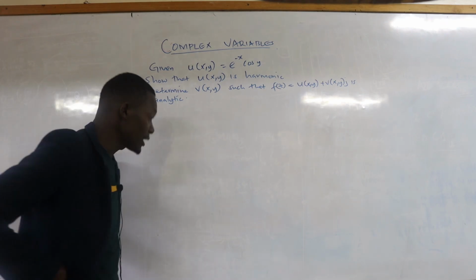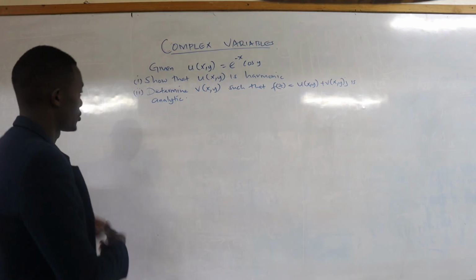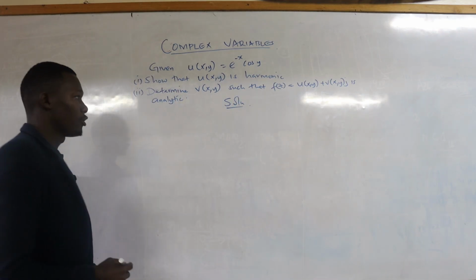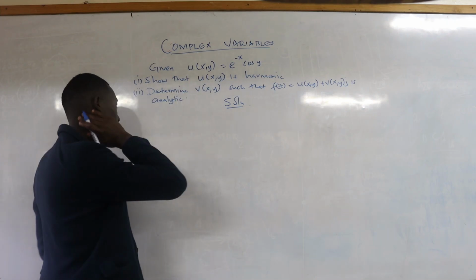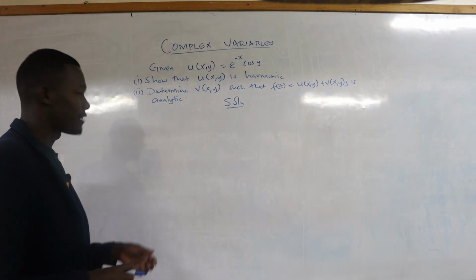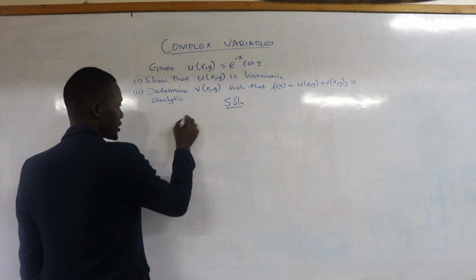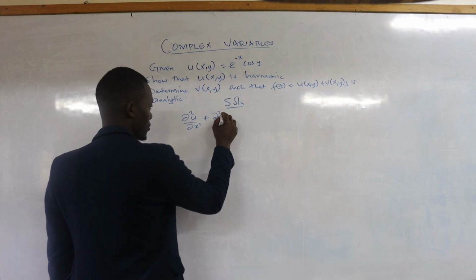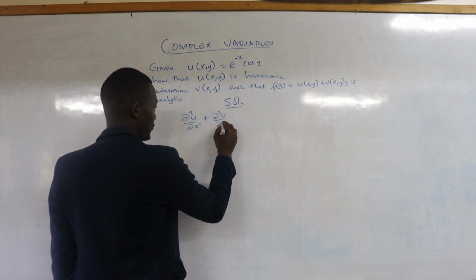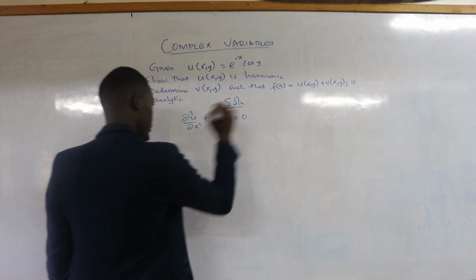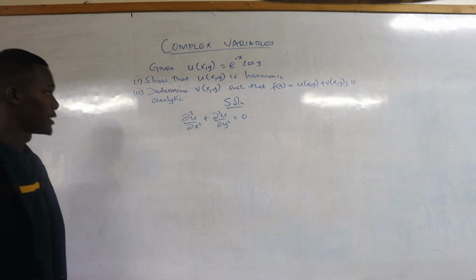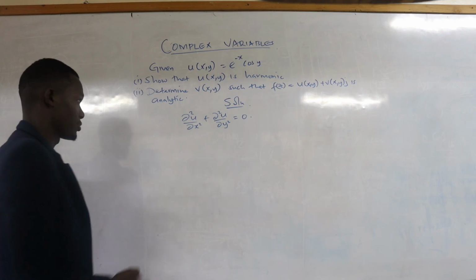Solution. For a function to be harmonic, and this function is given as a real function, it has to satisfy this equation: the second derivative of u with respect to x plus the second derivative of u with respect to y should be 0. So we differentiate this function twice with respect to x, then twice with respect to y.